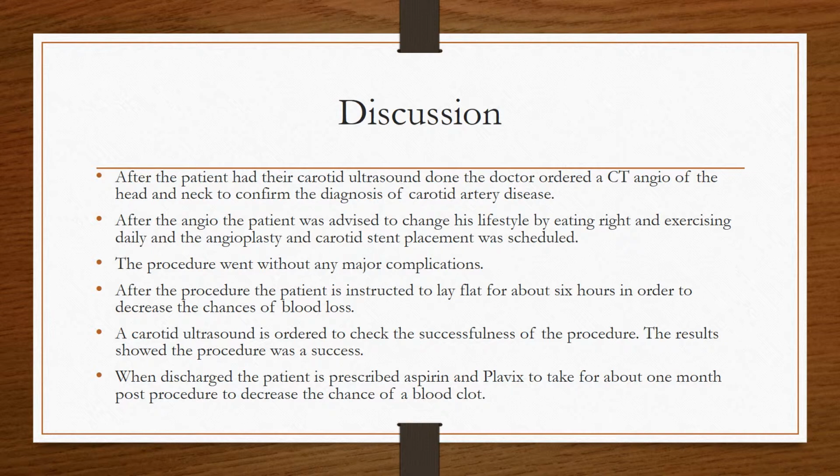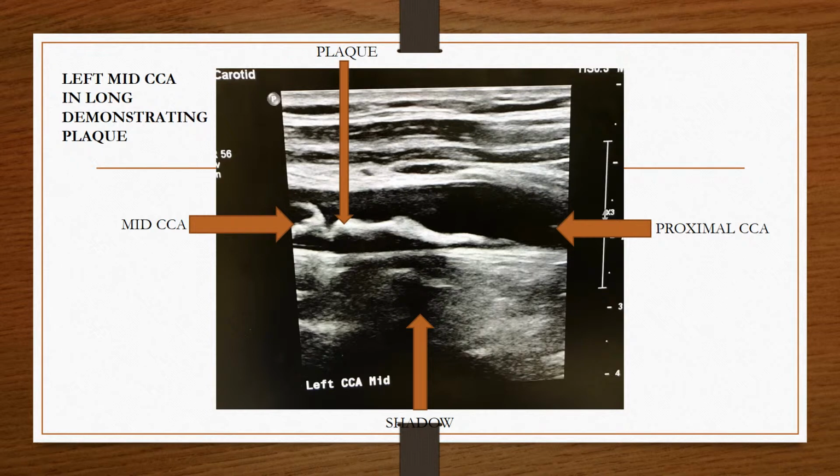And then they usually will order a carotid ultrasound to assess the procedure, make sure that everything is flowing normally, and that the procedure was a success. After the patient is discharged, they are prescribed aspirin and Plavix to take for about 1 month after the procedure to decrease the chance of a blood clot. So here are some images on this patient.